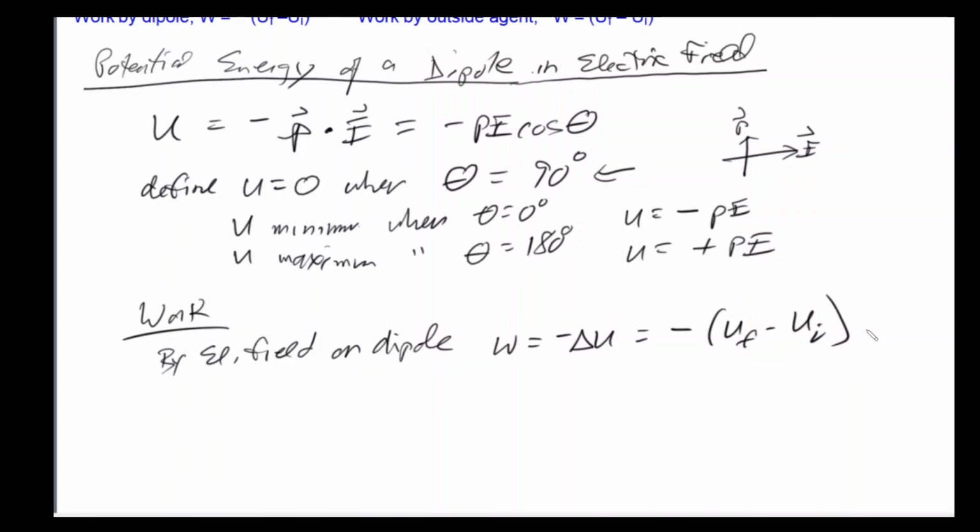However, you can also have work on a dipole by an outside agent. In other words, someone or something is turning the dipole within the electric field. So if it's being done by an outside agent, then the work is opposite from what you would get when it's done by the electric field. In other words, the work from the outside agent is equal to minus W, which is then equal to U final minus U initial.